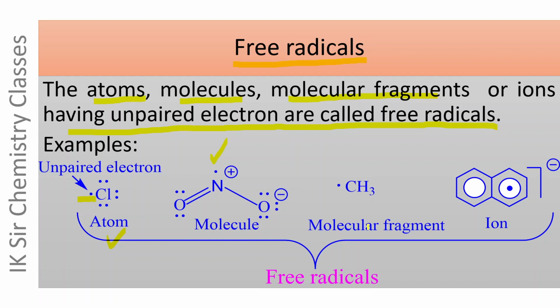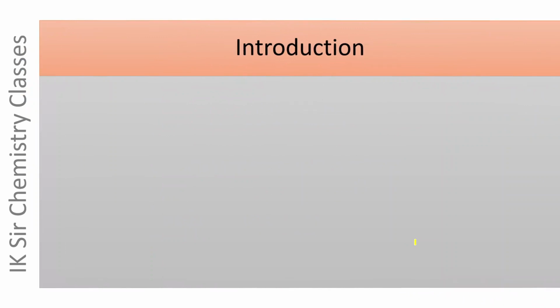CH3 is a molecular fragment, and it contains 1 unpaired electron on carbon atom, and hence it is a free radical. On the other hand, naphthalene radical anion, which is negatively charged, also has 1 unpaired electron, and it is also a free radical. Thus, Cl, NO2, CH3, and naphthalene radical anion are some common examples of free radicals. Let us introduce the chapter ESR spectroscopy.